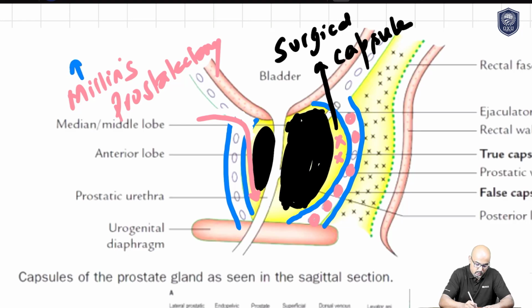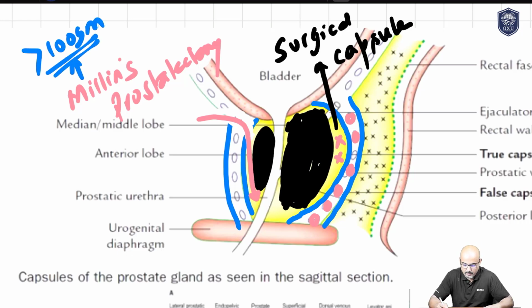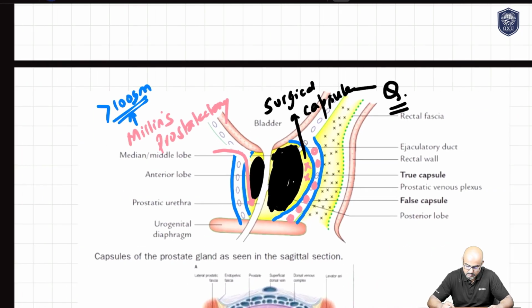Whenever the prostate size is more than 100 gram, we usually do Millin's prostatectomy. For that reason, you should know that the space between the true capsule and the BPH nodule, the compressed tissue, makes a surgical capsule, and that helps in surgery. This question is asked in the exam: what is surgical capsule? It's compressed normal tissue between the true capsule and the BPH nodule.